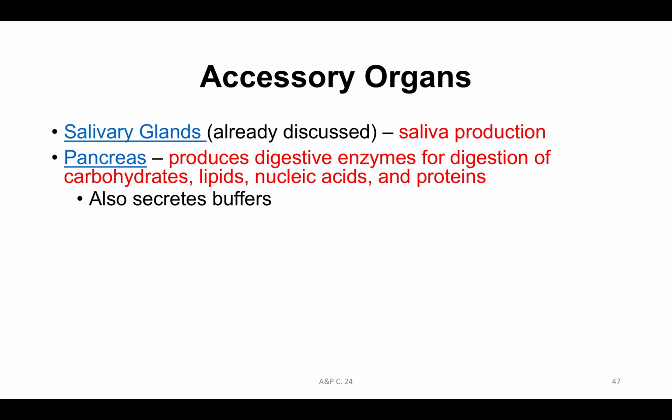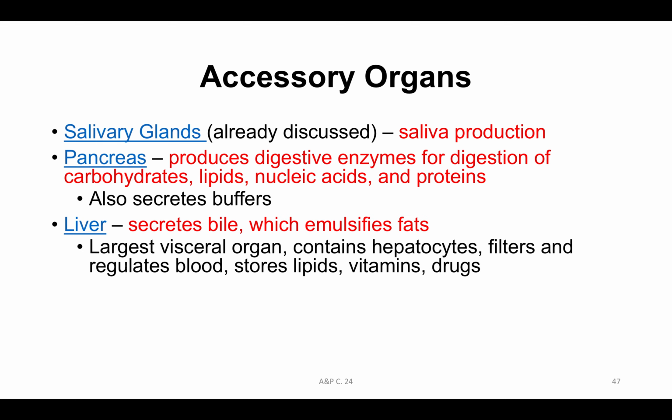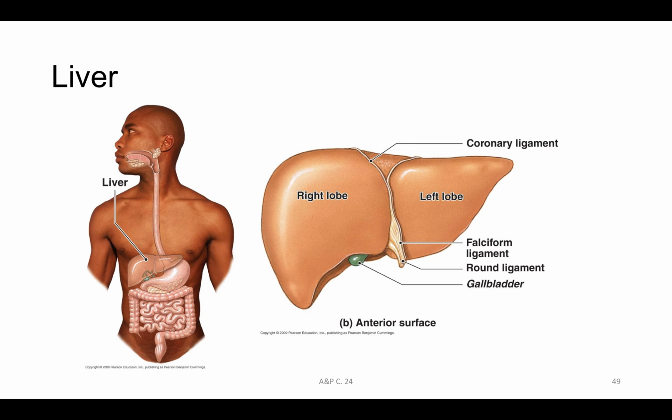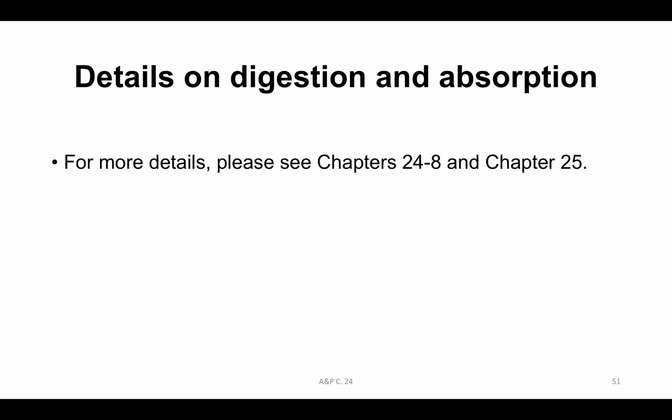Then we talked about your accessory organs a little bit. We already covered the salivary glands, which produce saliva. The pancreas's job is to produce digestive enzymes to digest carbohydrates, lipids, proteins, and nucleic acids. Your liver's job is to secrete bile, and what bile does is help us break down the fats in our food. Then your gallbladder's job is to store bile. And some pictures of your pancreas, your liver, and your gallbladder.